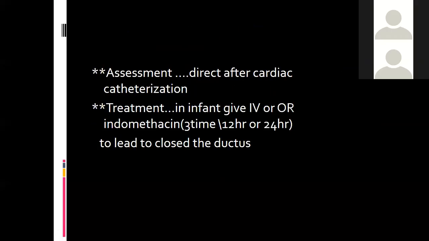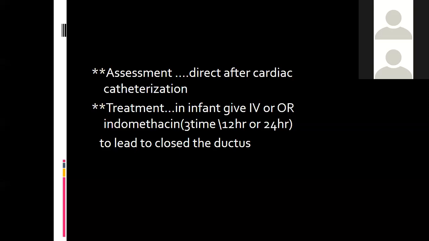Now, in the assessment of patent ductus arteriosus, there is afterload and cardiac catheterization of these patients, if there is failure of the normal closure of the ductus arteriosus.